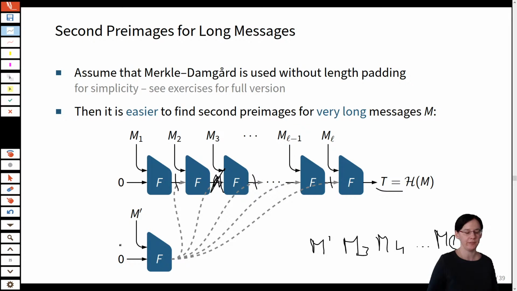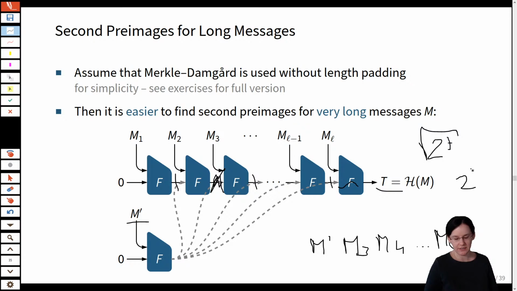And if there are very, very many candidates for that, for example, if the length of the message is square root of 2 to the t, then due to the birthday paradox, I can actually, after trying only square root of 2 to the t candidates here, expect to find a match with one of these values. Which means that instead of taking 2 to the t like I should for finding a second preimage, I can do it in square root the time if the message is very long, the original one.